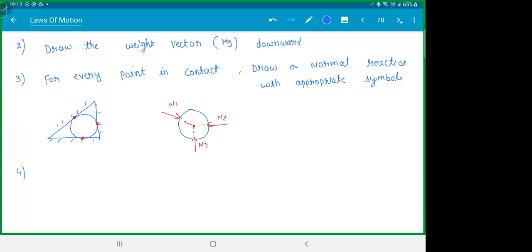If there are strings and rods and springs, so if there is a spring, apply a spring force. If there is a string, apply a tension force. For every string, spring, or rod, draw tension and spring forces. Have a look at this. So let's try to draw FBDs for some shapes, and then we'll do a few problems also.